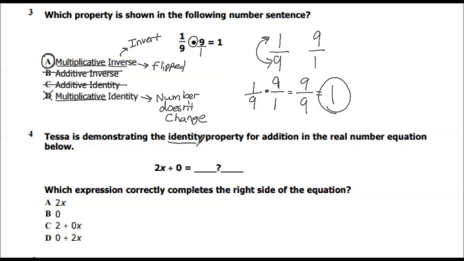Tess is demonstrating the identity property for addition in the real number equation below. So if I'm doing the identity property for addition, I'm adding 0 because 0 doesn't change the identity. If I add 0 to something, then that something doesn't change. So 2x, the identity of that expression, does not change. So the answer A is the correct answer.